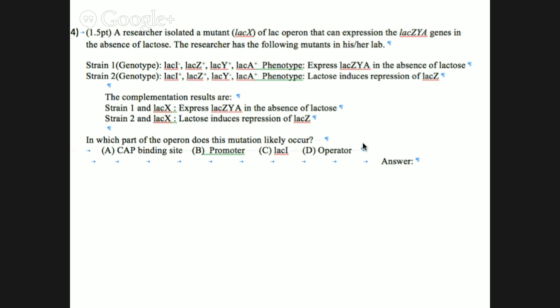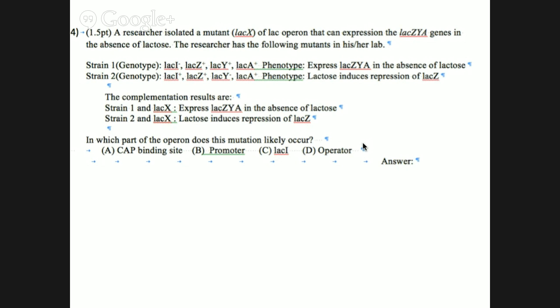When strain 2 plus LAC-X is present, it becomes wild type. Basically, strain 2 plus LAC-X, and this becomes the wild type. This is basically the wild type phenotype. So strain 2 and the LAC-X complement to wild type. This is called a complementation experiment. So now, with this information, can we tell which part of the mutation is the LAC-X? Where is the mutation in LAC-X?